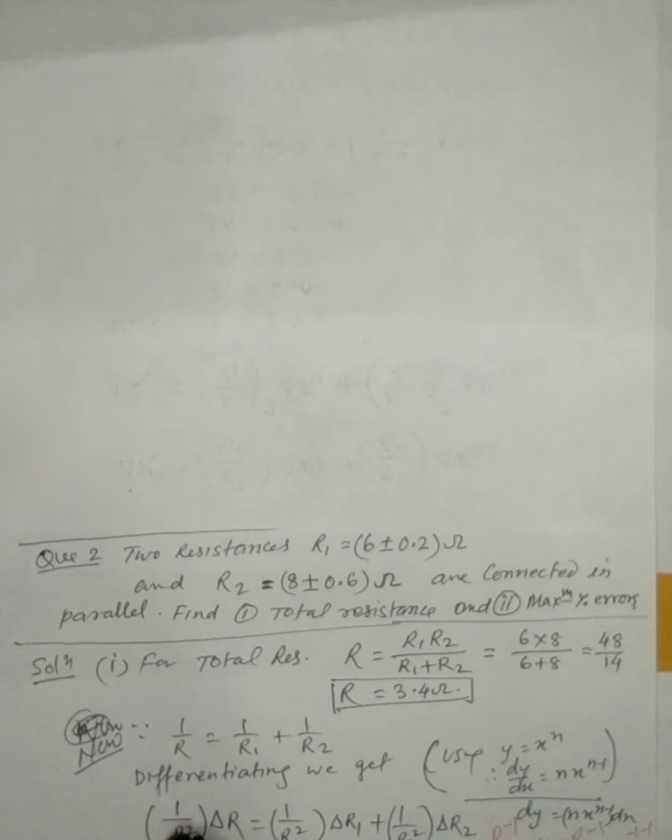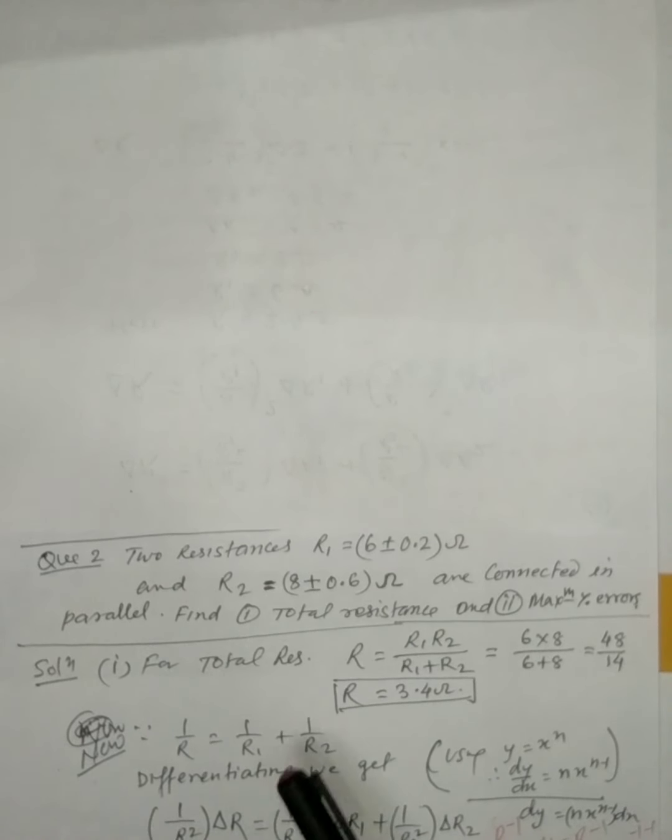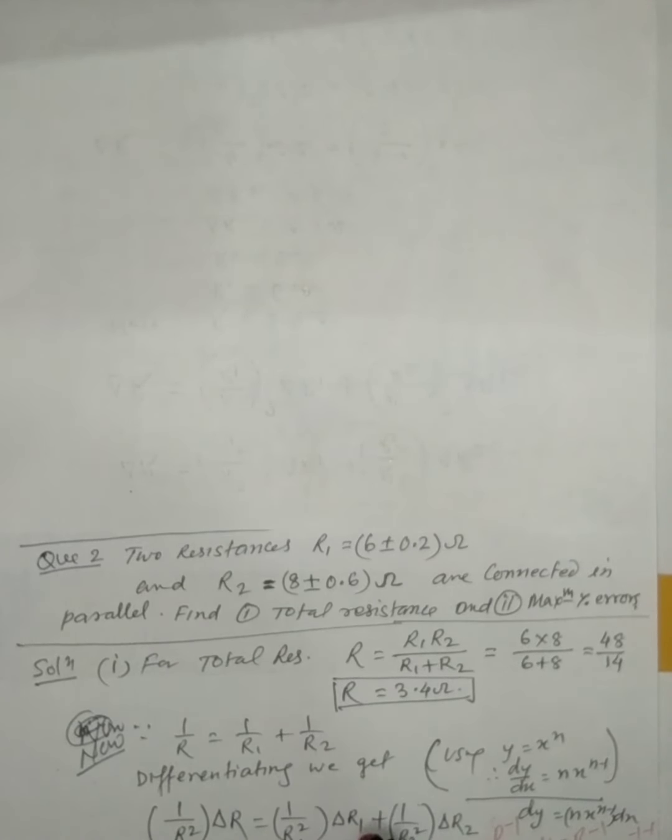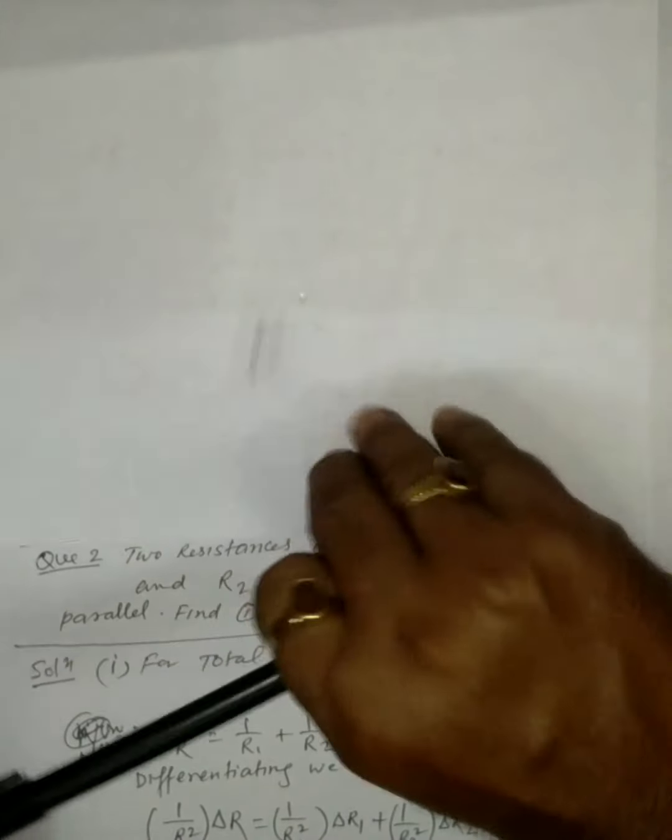Therefore I have written here minus 1 by r square dr. Similarly here you will get minus, here you will get minus. So minus this quantity is equal to minus this minus this. So all will be positive. So here 1 by r square delta r is equal to 1 by r1 square delta r1 plus 1 by r2 square delta r2. It will be like this.